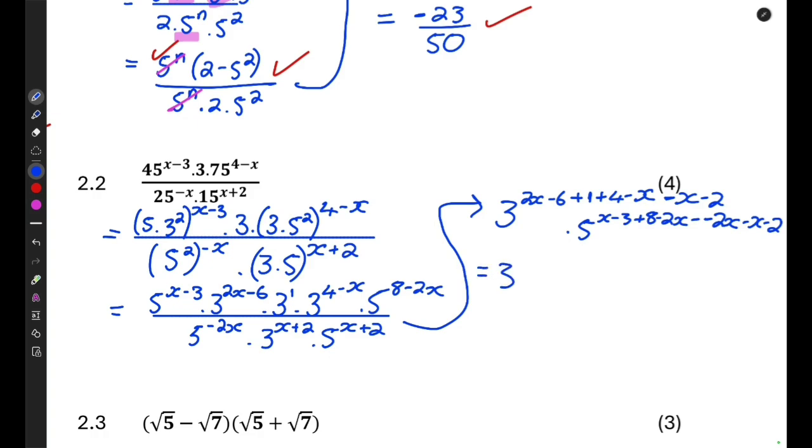So I know there's going to be a 3. Let's look at the x's. 2x minus x just cancels out. And then the numbers would be minus 6 plus 1 plus 4. So that gives me minus 1. And then there's a minus 2 at the end. So there's a minus 3.